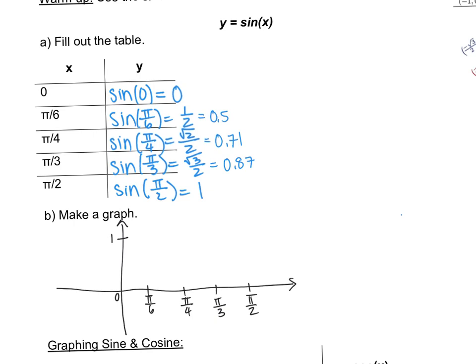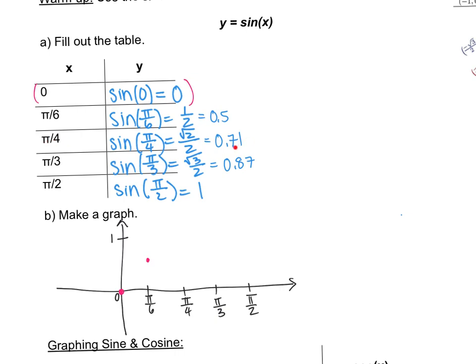So here's my coordinate point. Starting at 0, this is the coordinate (0, 0), so I have a dot right here. Remember, these are coordinates where you're taking the x value, 0, and the y value, which is also 0. At pi over 6, this is about a half, so about a halfway point. So I'm going to plot right there.